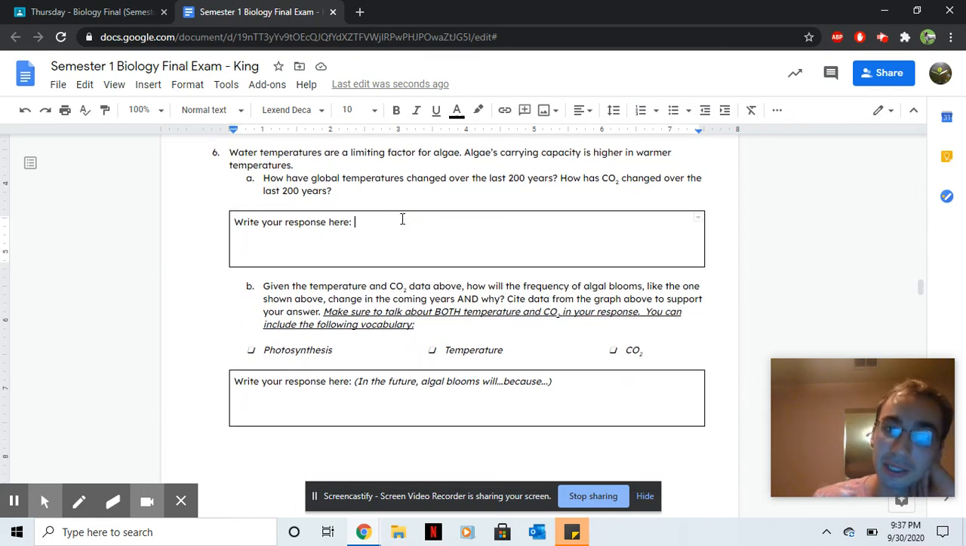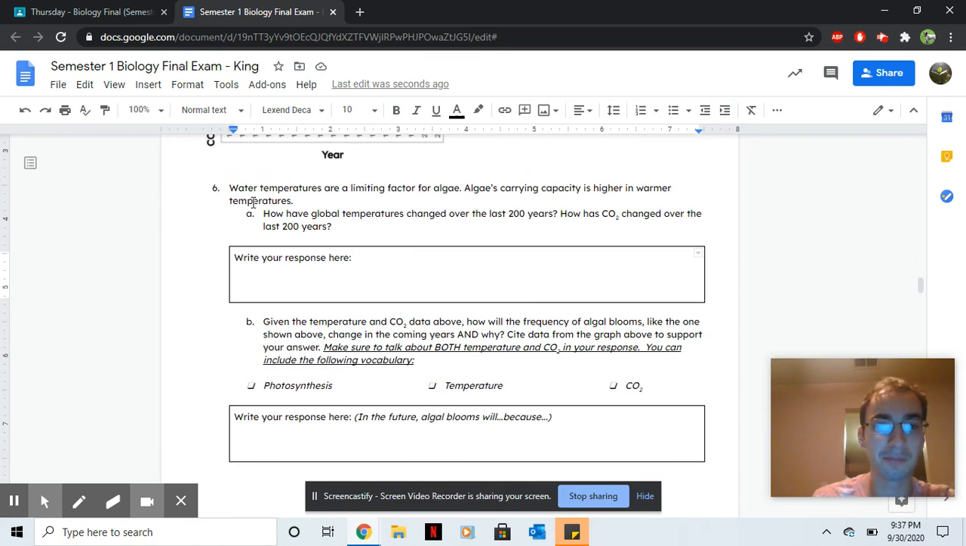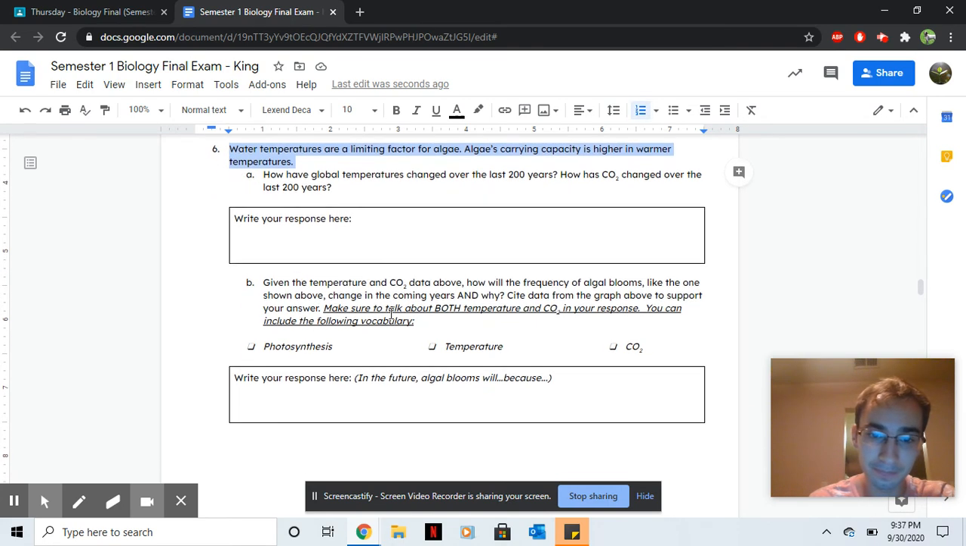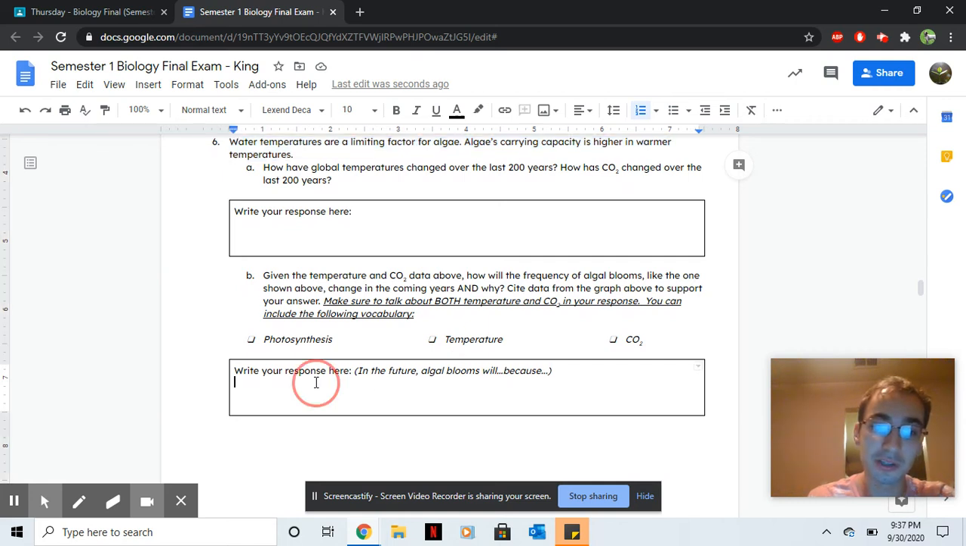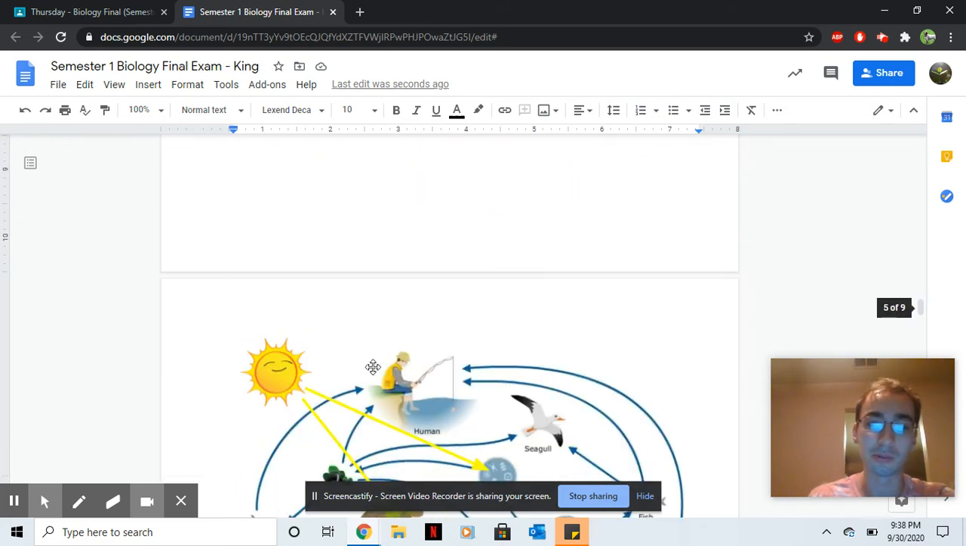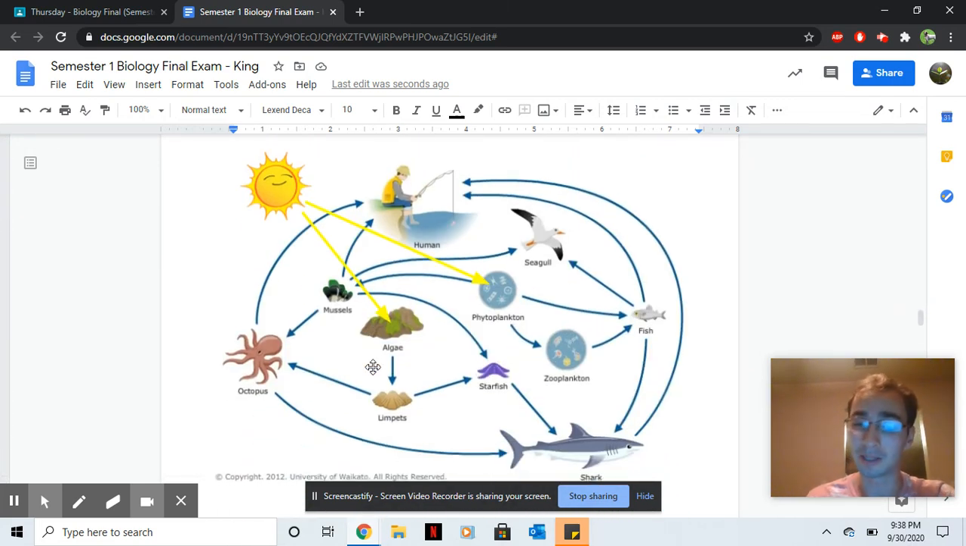Then the next one, given the temperature and CO2 data above, how will the frequency of algae blooms like the one shown above change in the coming years and why? Cite data from the graph above to support your answer. And remember, higher water temps increase algae's carrying capacity. So you'll answer that here. Make sure you include photosynthesis, temperature, and CO2 to talk about how algae blooms will change. Like, will they go up or down in the coming years?